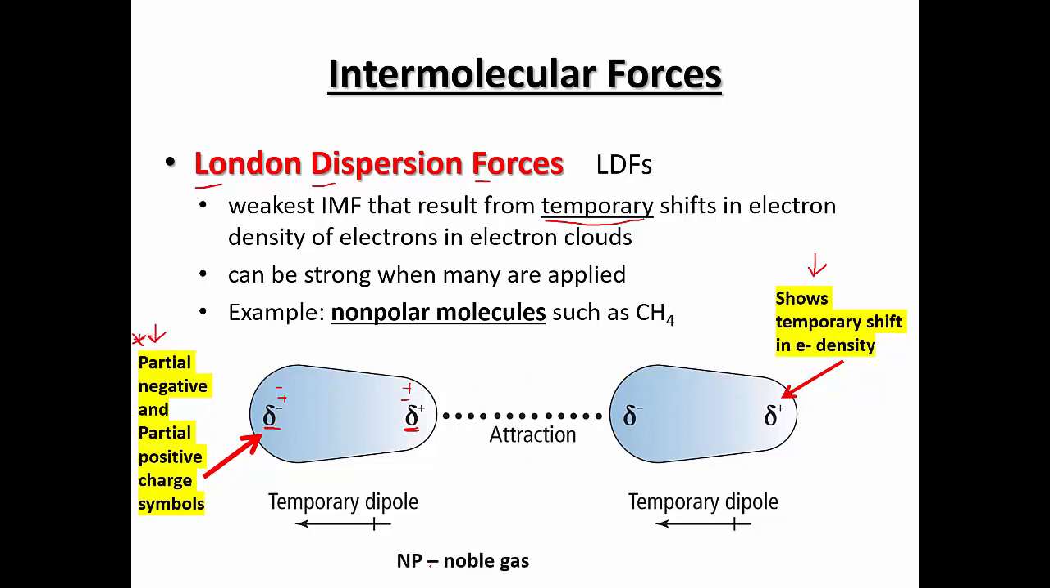Now, noble gases are usually non-polar. Like an example, noble gas, if you had neon and neon, those two noble gases would have almost no attraction between them. And so since they have no attraction between them, they would always be gases.